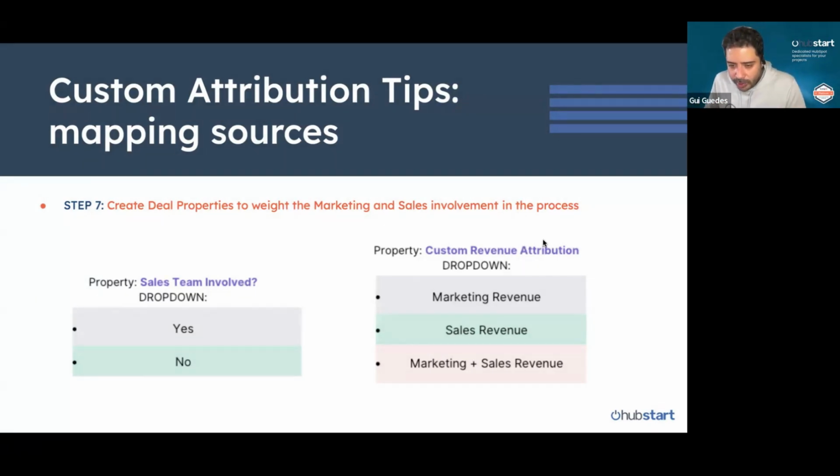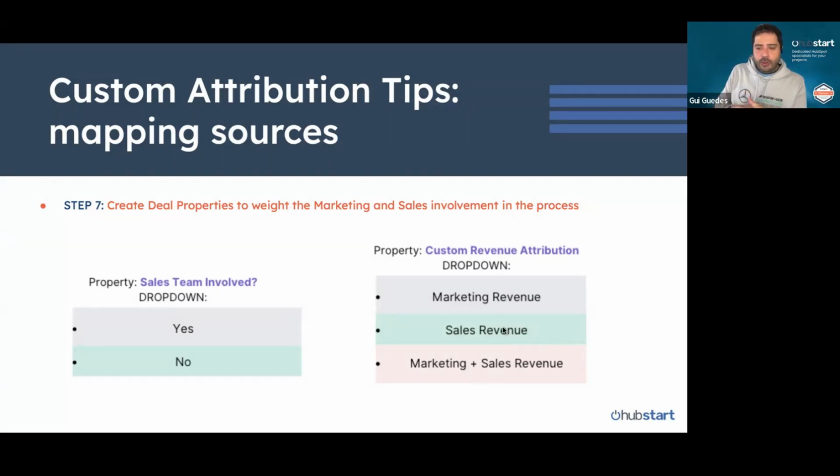And this second property here is 100% focused on the revenue attribution in a customized way. Okay, if your business has different teams making these deals close, such as marketing, sales, or a hybrid one, you can have both of them working together to bring this revenue to the business. Map them all. If you have more than one team, you can have more drop-down options to map them all.